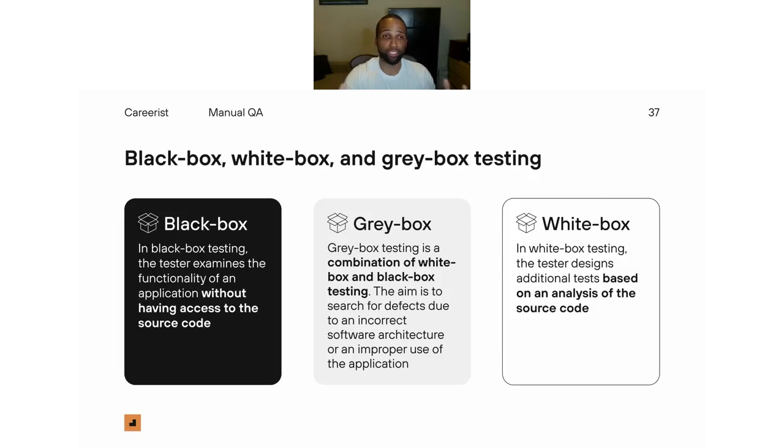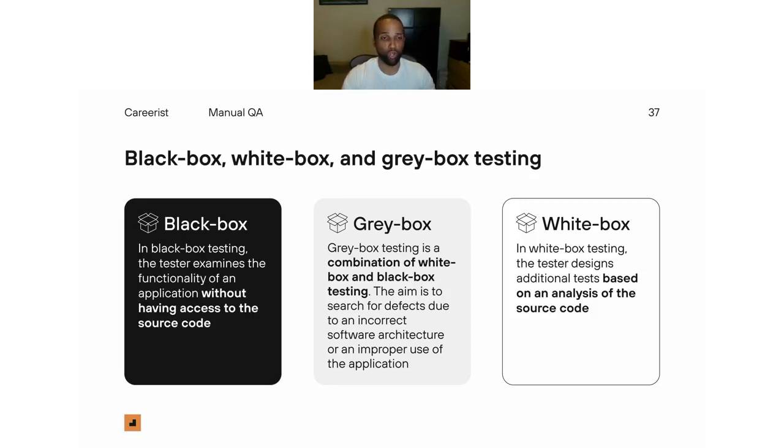White box testing is done by developers. They create unit tests and integration tests to test their code to make sure that if they have a function in their code, it works as expected. So that's white box testing. They're testing their code directly to say, does my code work as expected? And that's done by developers. So black box testing, manual testers, no code access. White box testing, done by developers, all they care about is the code.